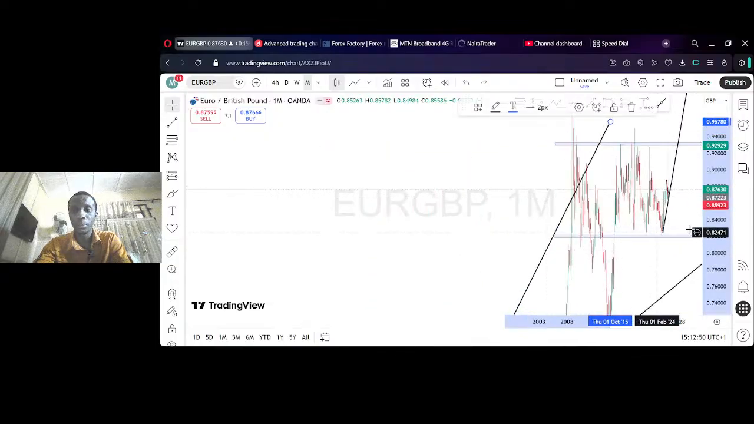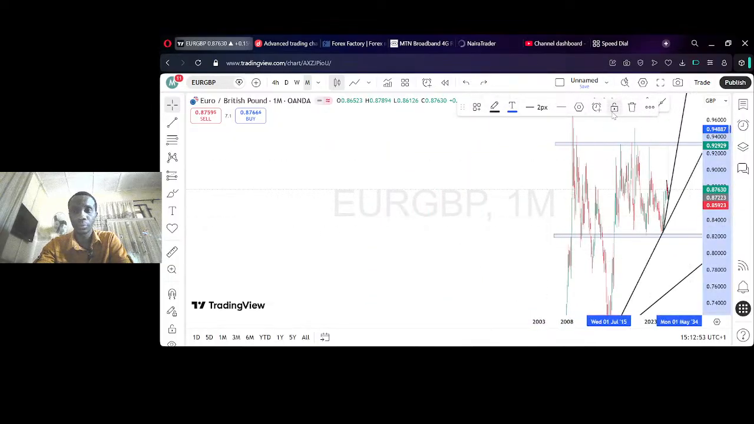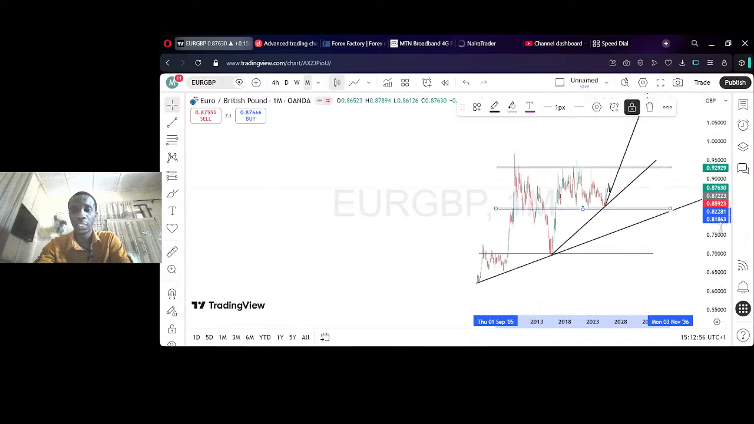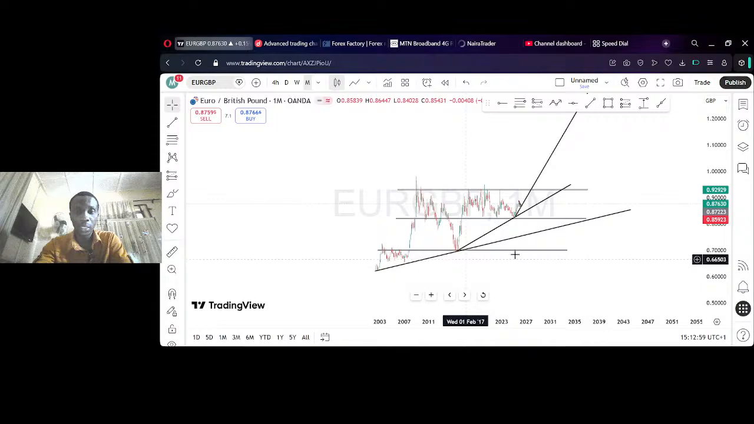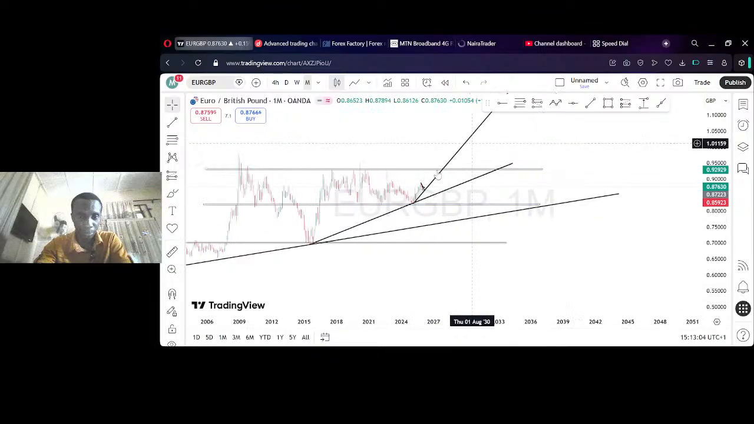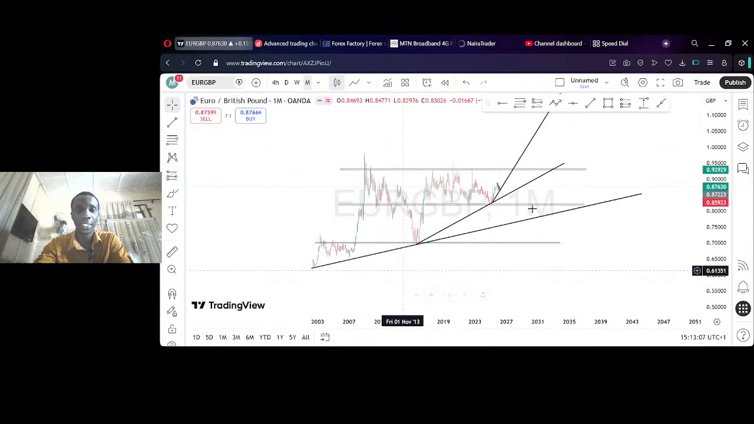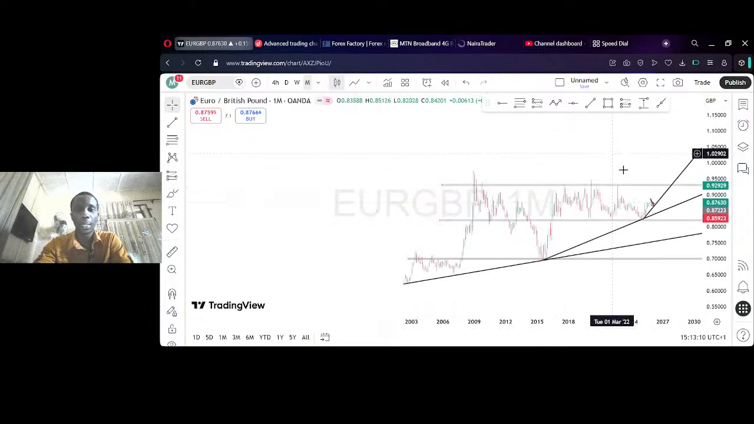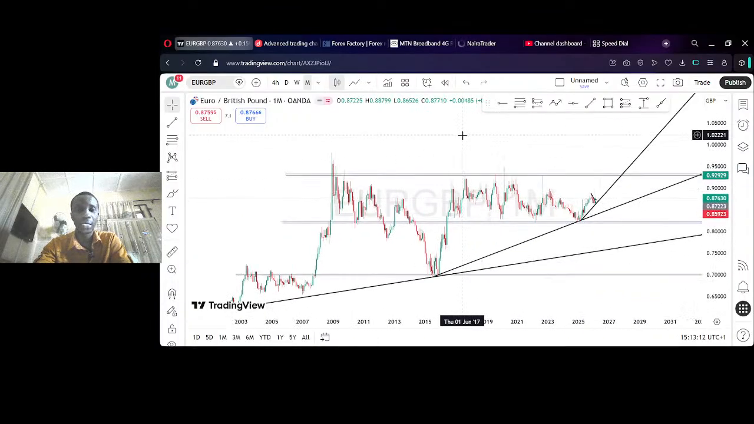On the monthly time frame, right here, now we are on the monthly time frame. Now on the monthly time frame, it shows that this market is bullish to the upside. As you can see, this is a bullish trend right here. Also, price action has been consolidating between this resistance level and this support level right here. This is a consolidation on the higher time frame.